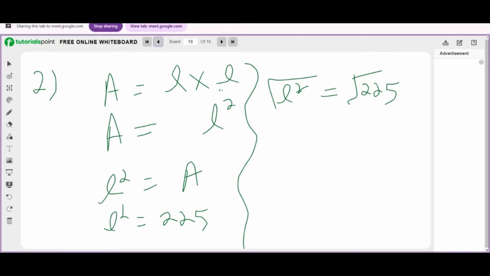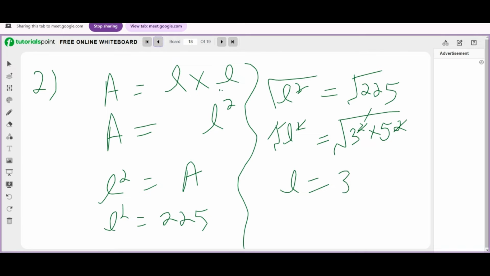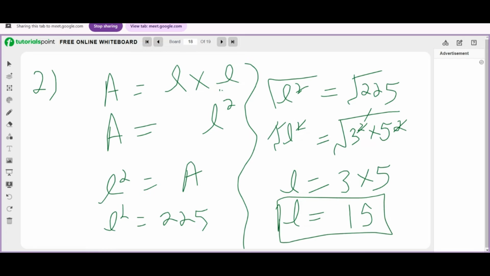So I will write L square here. That will be cancelled out, no? Then I have to put it like 3 square multiplied by 5 square, and the square will be cancelled out. Then L is equal to 3 multiplied by 5. I have found the length of the square whose area is 225. This is the final answer.